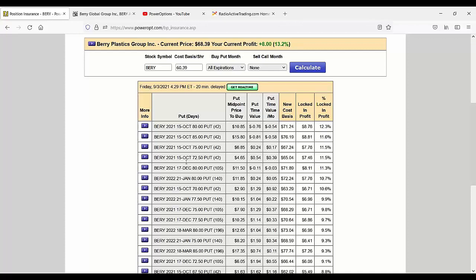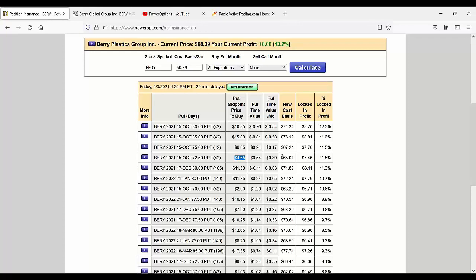So let's look at the October 72.5 strike. A little bit deeper in the money than I'd like to go. The stock at $68.39. I'd like to stay right at the money if possible. We'll look at a couple of those examples. But 42 days out, the October 72.5 put is trading right now for $4.65. Only has 54 cents of time value. That other $4.10 roughly is the intrinsic value. I'm guaranteed to get that back.